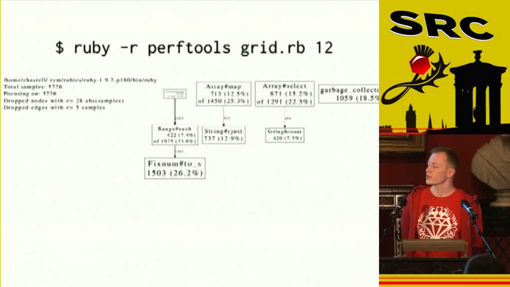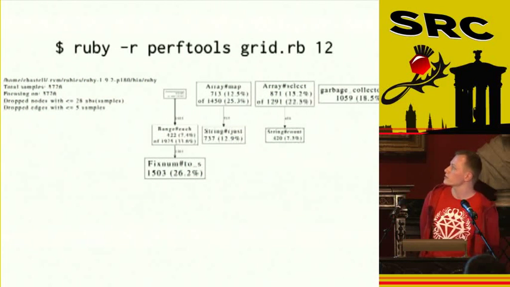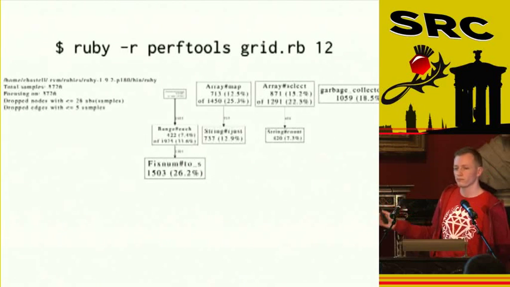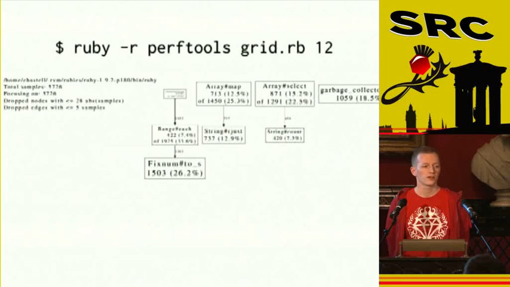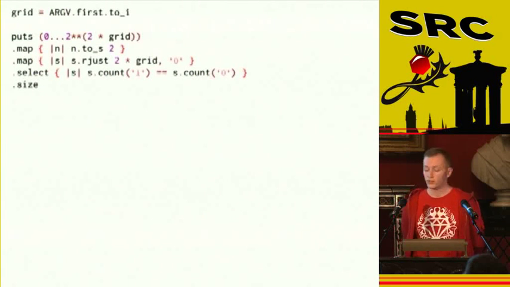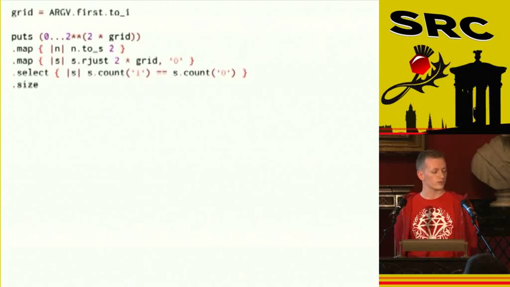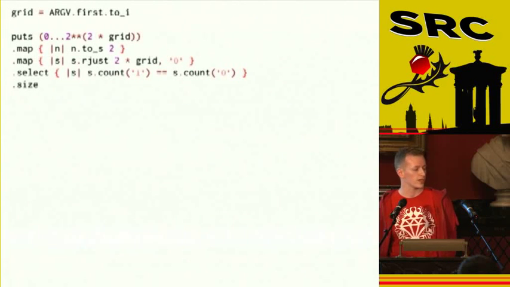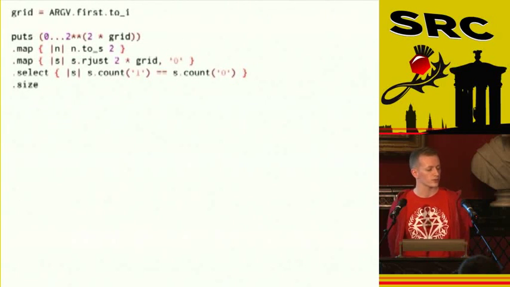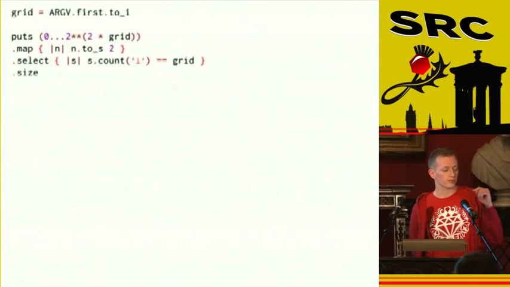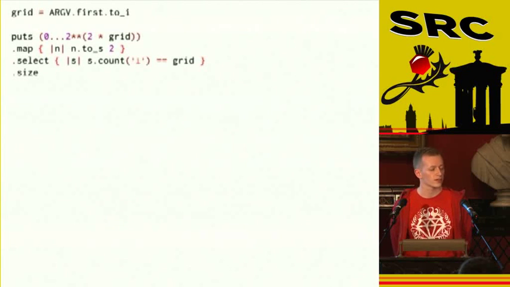So it would be great if we could get rid of the to_s calls, but let's try to get rid of those array map and array select calls, which are pretty big, and then see whether it helps. So this was our original program, but you can see that we don't really have to compare the number of ones and the number of zeros. We just have to check whether the number of ones is the size of the grid, because the ones are the steps to the right. And if it's the size of the grid, this is enough.